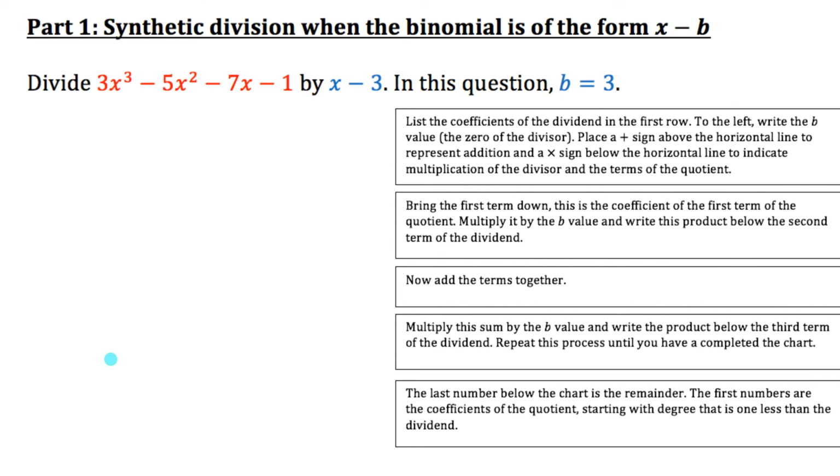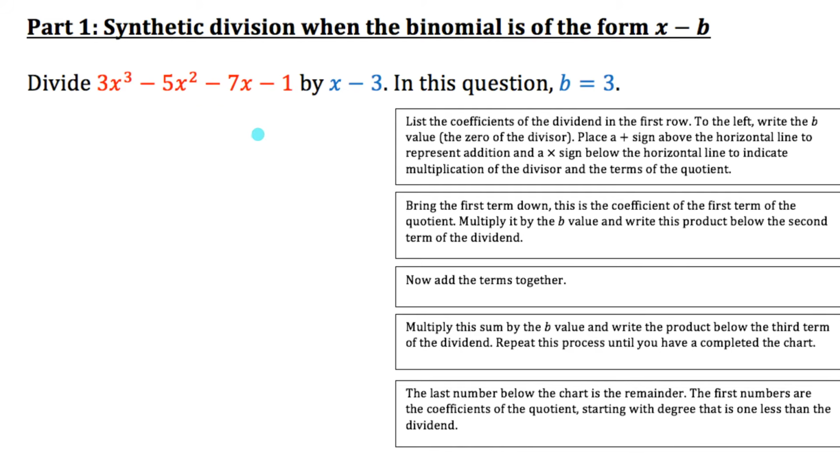So let's start with part 1, synthetic division when the binomial is of the form x minus b. The binomial in this section is always going to be degree 1. Notice the exponent on that x is 1, and the coefficient of that x is also 1. That is the best scenario for synthetic division. So if your divisor is degree 1 and its leading coefficient is 1, synthetic division is a very quick alternative to doing long division. Let me show you how to do the synthetic division in this scenario.